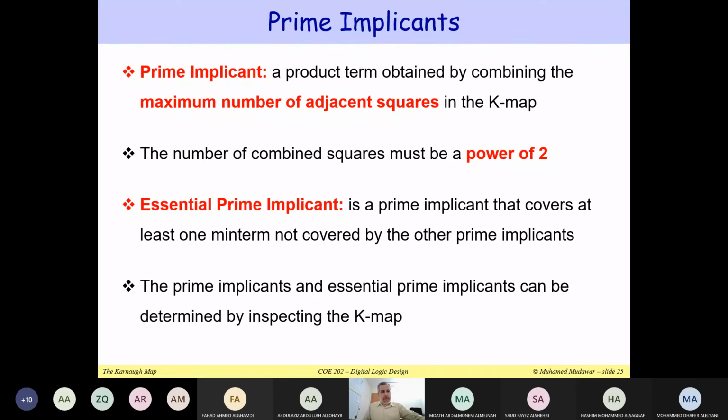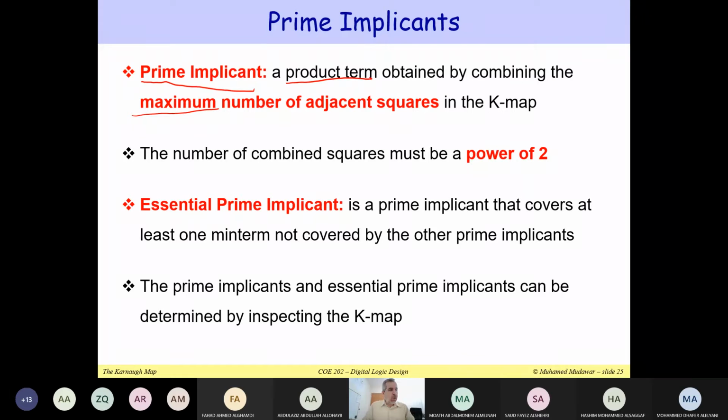Let me start with the prime implicant. Remember that in the case of Karnaugh map, we try to combine adjacent squares, but we would like to combine the maximum number of adjacent squares. So the meaning of prime implicant: it's a product term obtained by combining the maximum number of adjacent squares. That's the meaning of prime implicant.